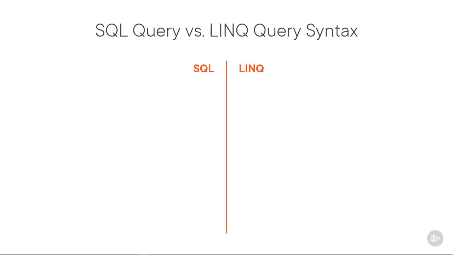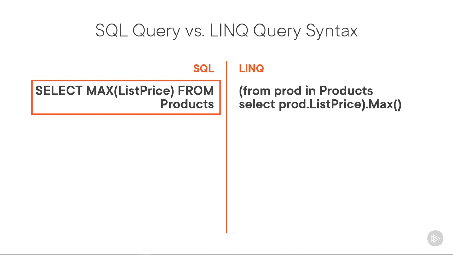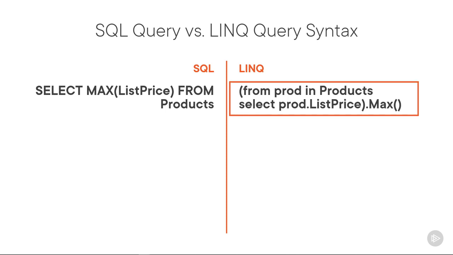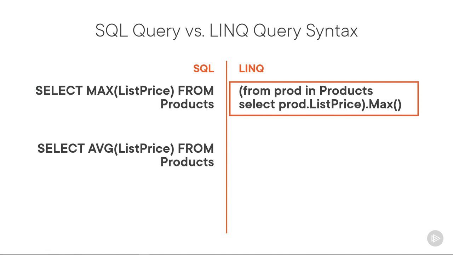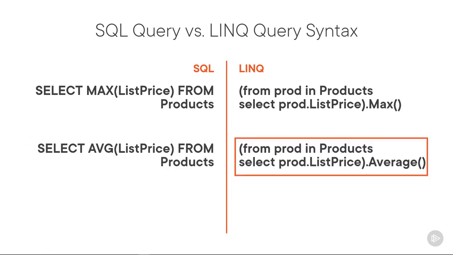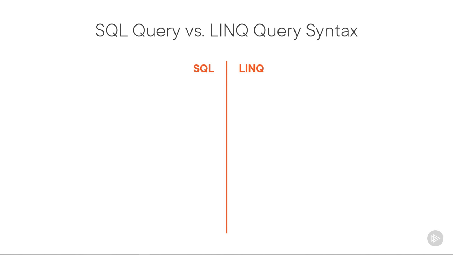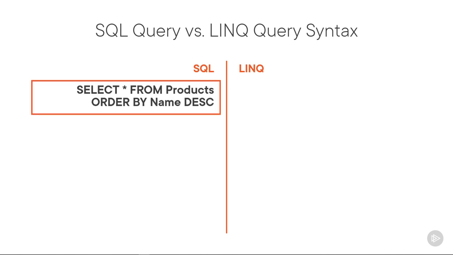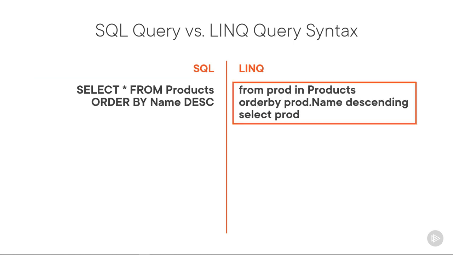Now there's a lot of these that you can do. We can select max in SQL, and then you can see the corresponding one here using LINQ. We can select average, and then the same thing applied here in LINQ. We can also do an order by. So in SQL, we can sort the data, and we can do it by ascending or descending. I can do the same thing using LINQ.